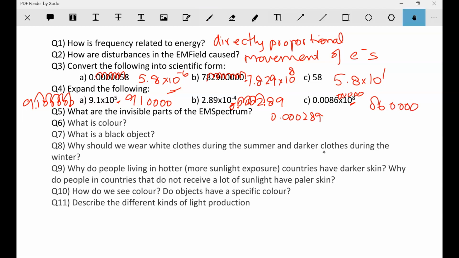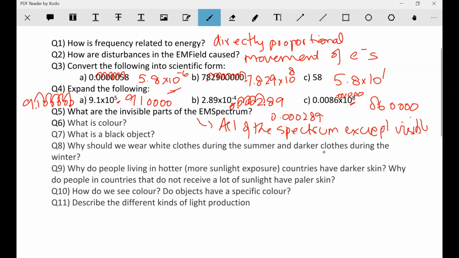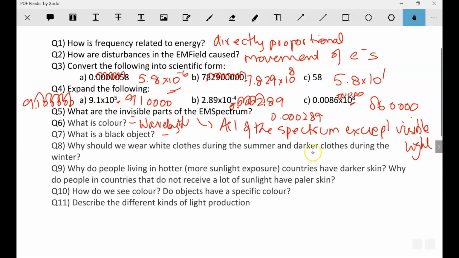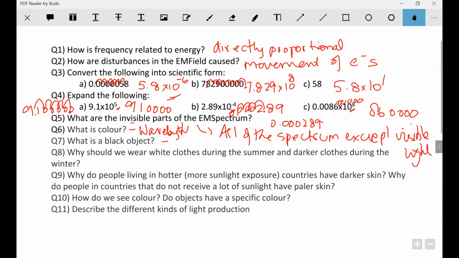Okay. Question 5 is kind of an obvious question. In general, what are the invisible parts of the EM spectrum? It is basically all of the spectrum except visible light. Visible light is the only visible part of the spectrum. Everything else is invisible. I briefly mentioned at the beginning what color is. Color is just a particular wavelength of light, or wavelength or frequency or energy, right? It's just a particular kind of wavelength or frequency or energy of light.